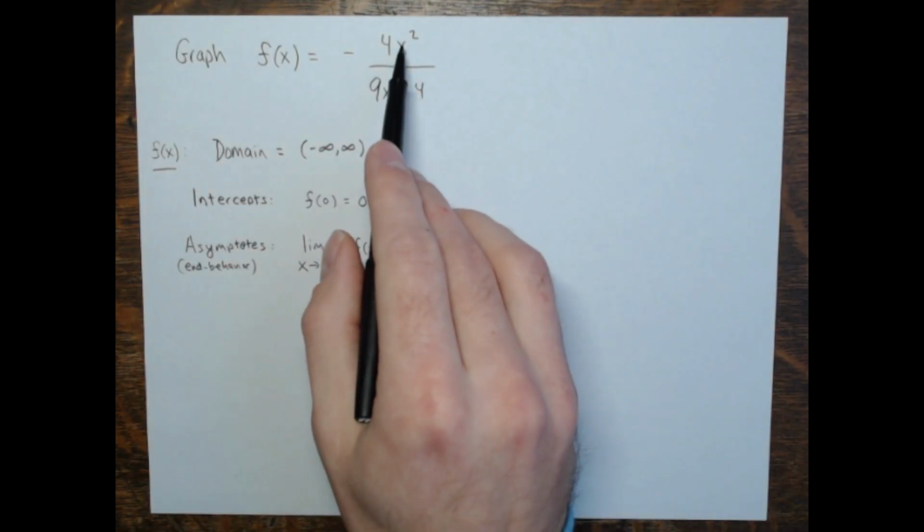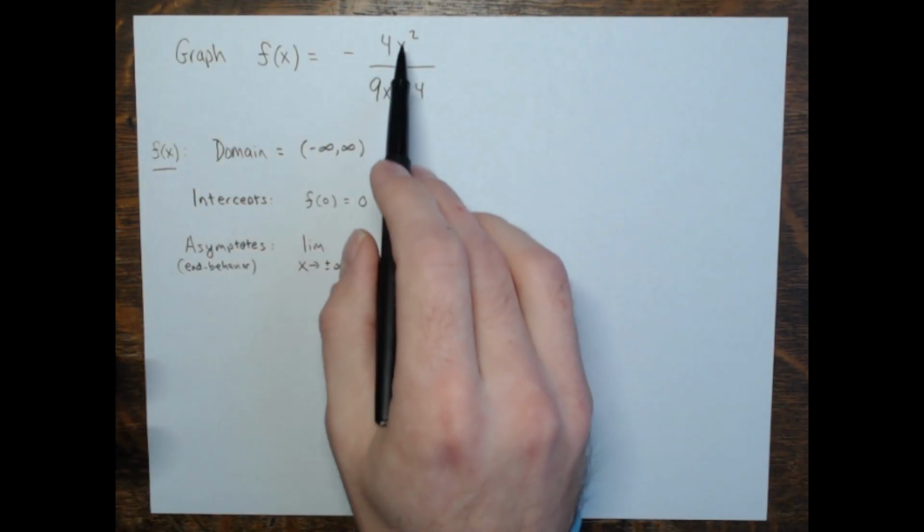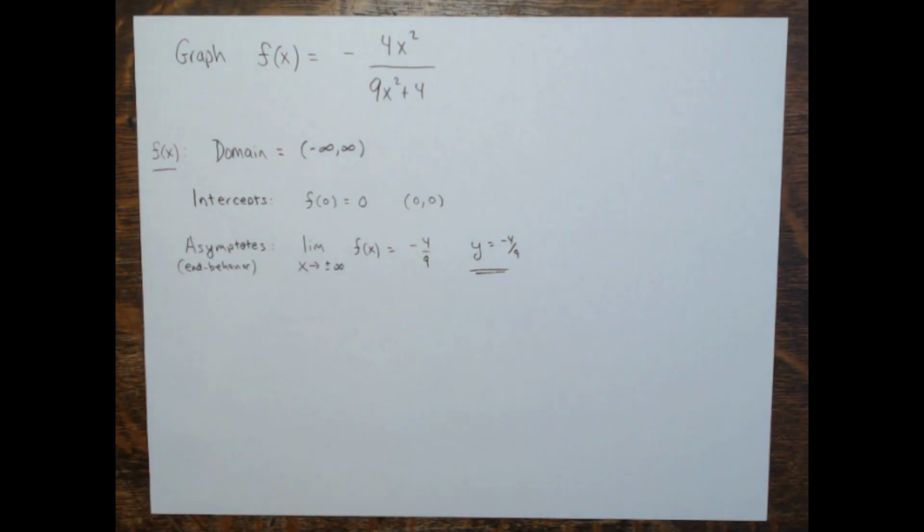Again, this is one of those where the polynomials have the same degree. Just look at the lead terms. This would reduce to negative 4/9. So the graph's approaching y equals negative 4/9 on both ends. And that's really enough for me right now.